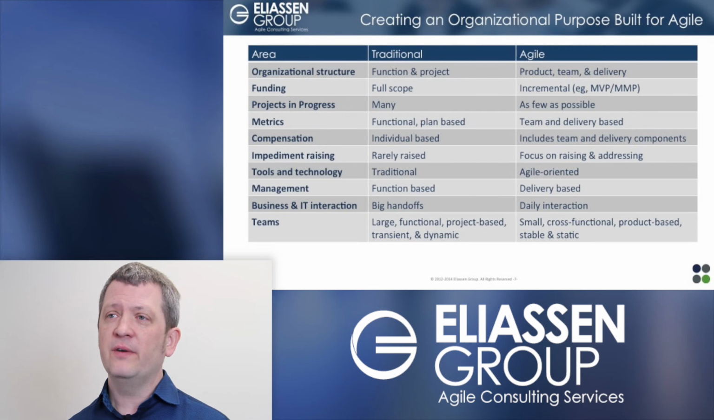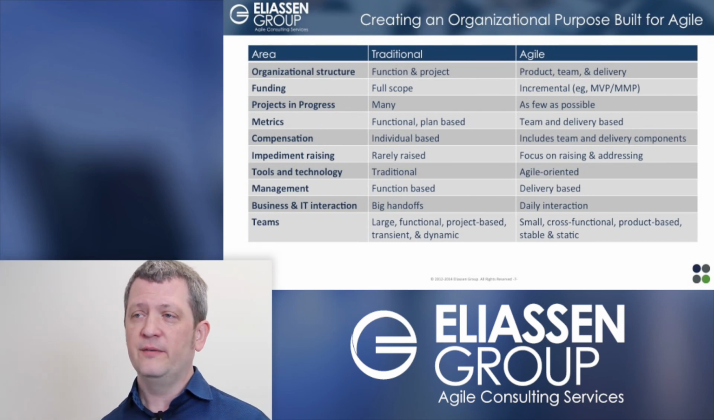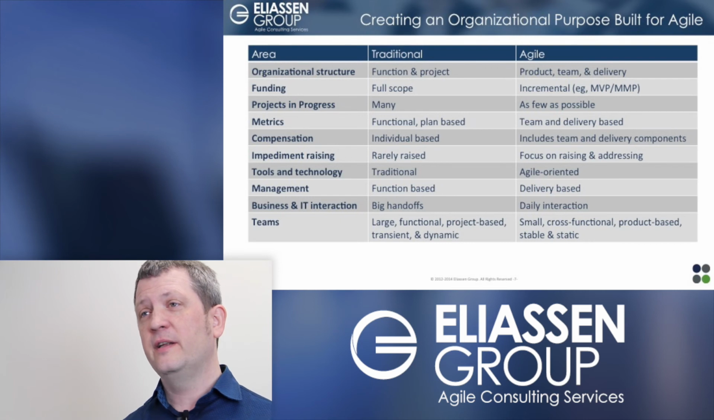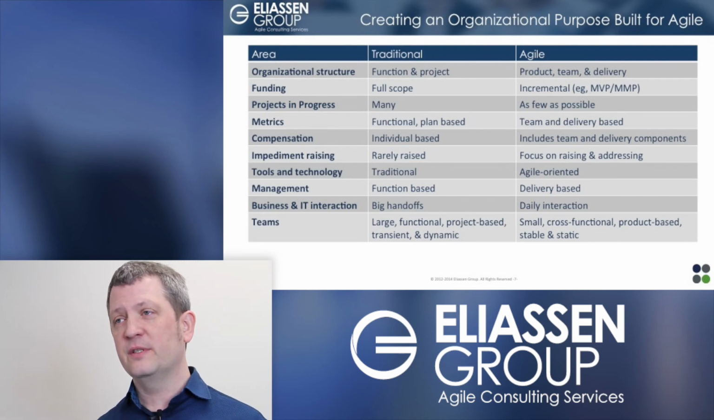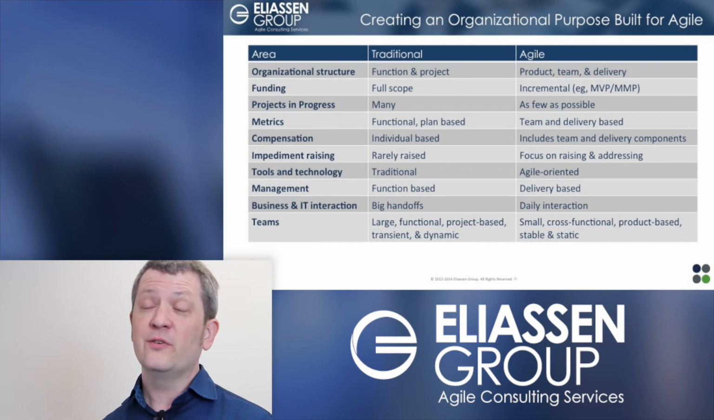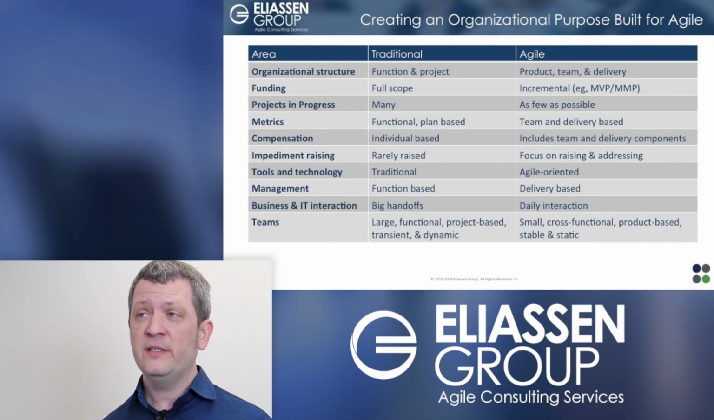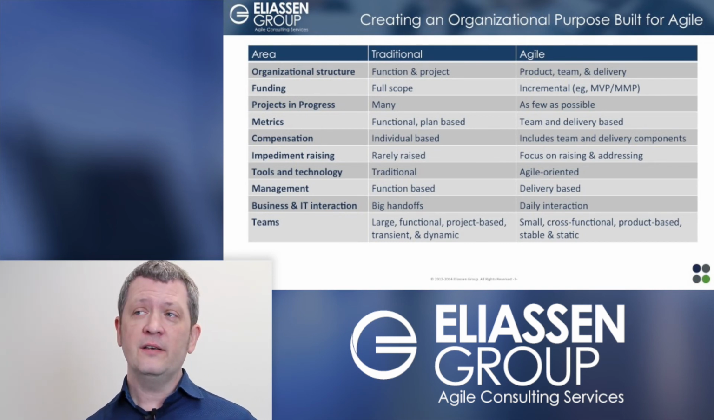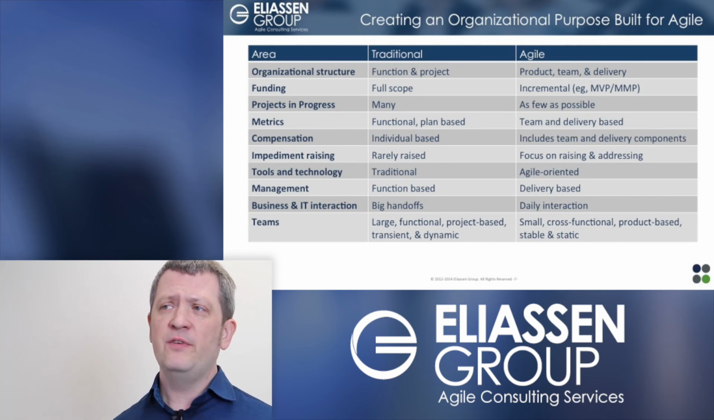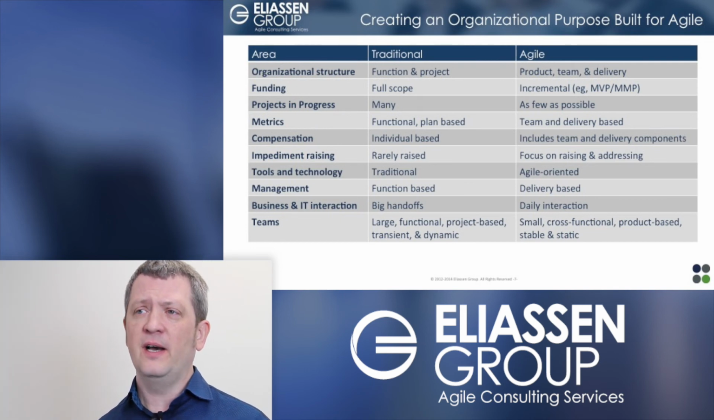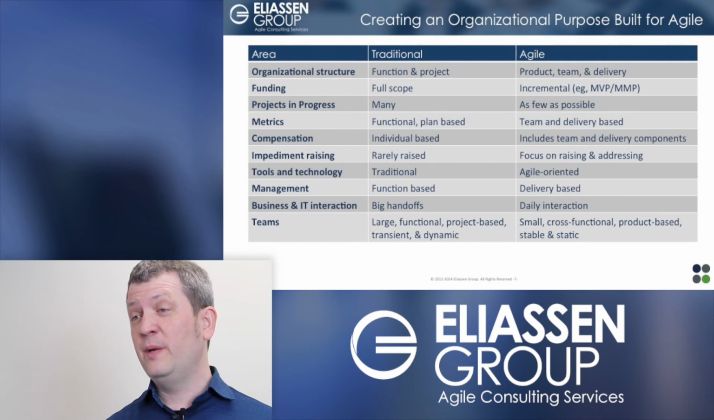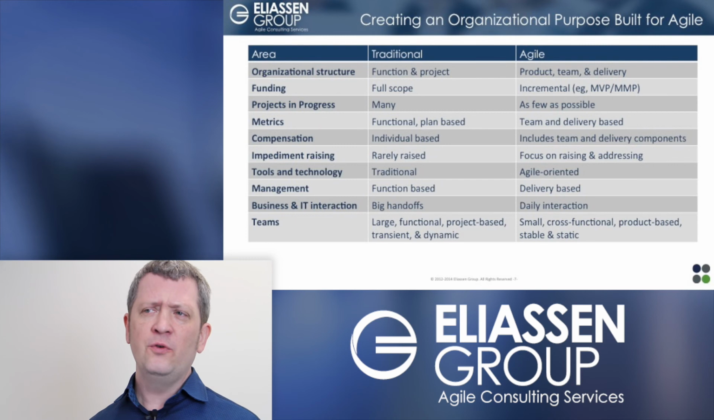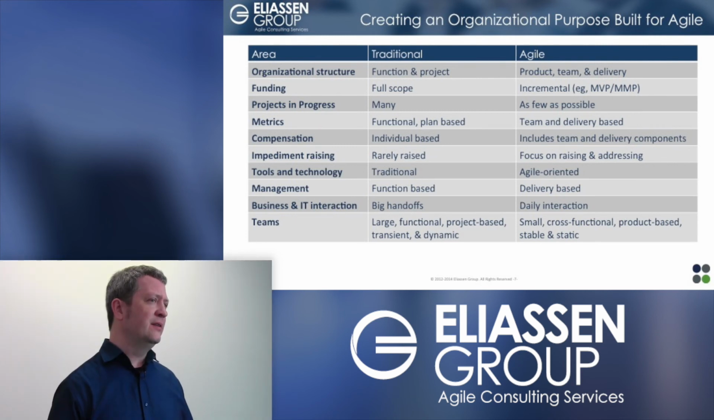So we've talked about many different areas. One is the organization level. So at the organization level, these are some of the things that it talks about. And this just basically gives the extremes, the 0 and 4, if you will. So how is your organization structured? Is it function and project based? Or is it based on product, teams, delivery? Is funding done all or nothing? Or is it done incrementally? Do you use things like MVP, MMP, MVI? Do you have way too many projects in progress? Or do you actually try to do as few projects at the same time as possible? I don't mean fewer projects overall. You're going to get more projects done if you focus on a smaller number at any given time.